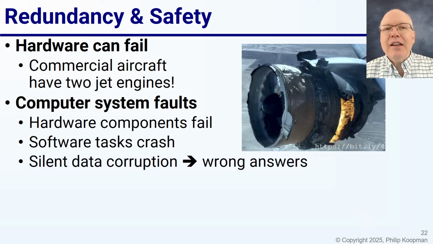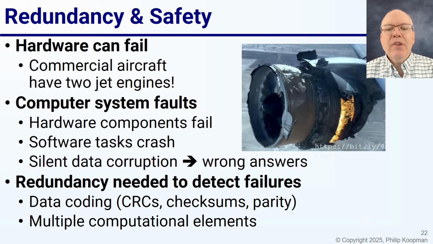There's also silent data corruption. Sometimes a number just changes for no discernible reason. I mean, there are physical reasons, but the numbers just change, and you have to be able to survive a single bad computation in a life-critical system, and you do that through redundancy. So you need redundancy to detect failures.